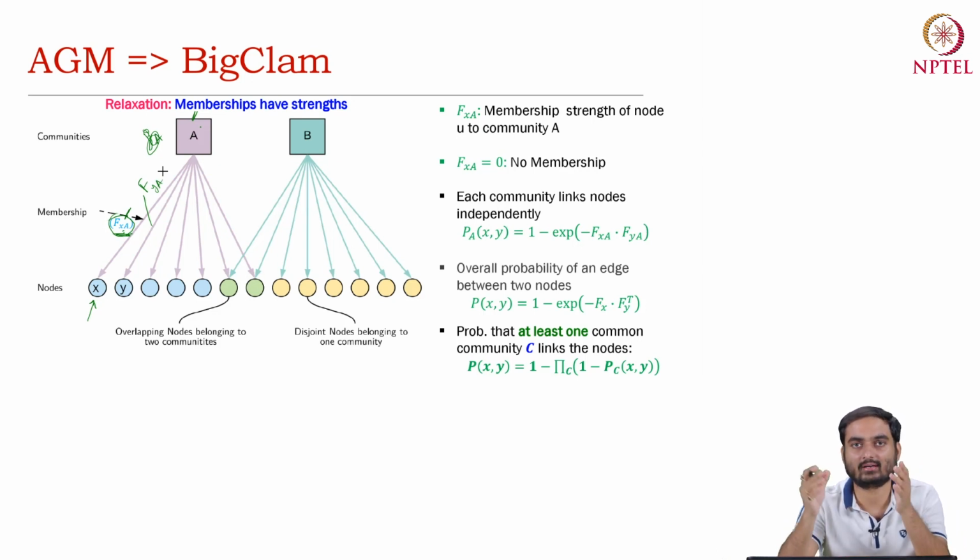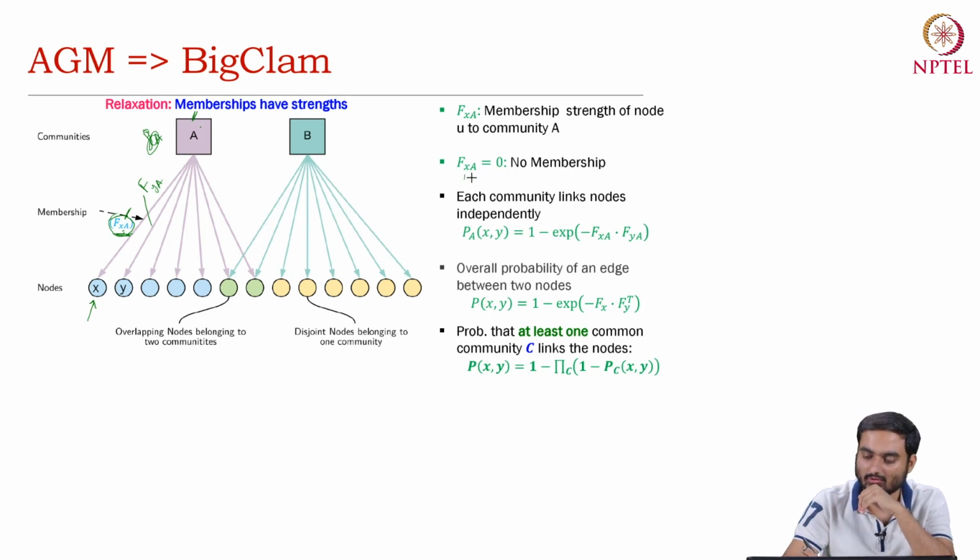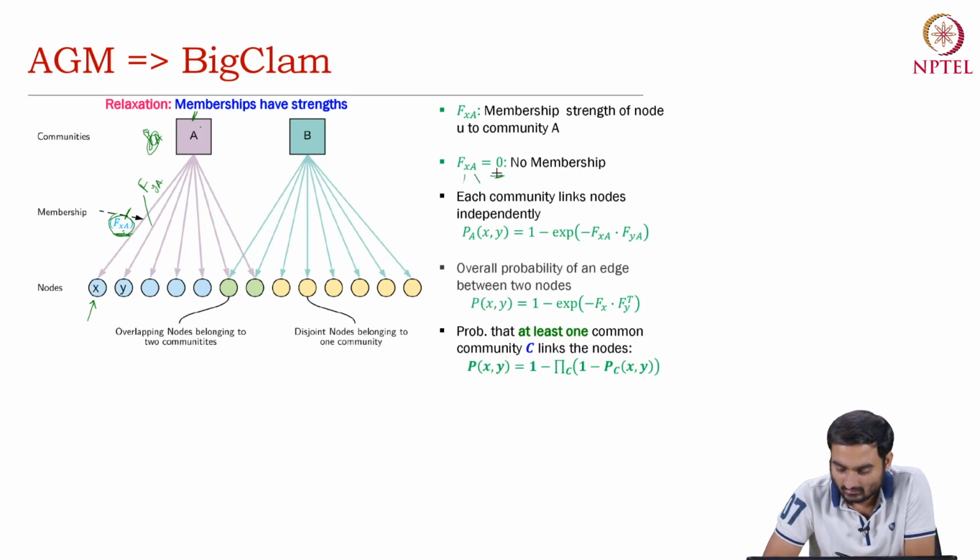So nodes have different membership probabilities, which is more reasonable, because I belong to a community to a certain extent, another member belongs to the same community to a certain extent, and so on and so forth. And this membership probability should be different, right? And if a node does not belong to any community, then this is 0. Okay.